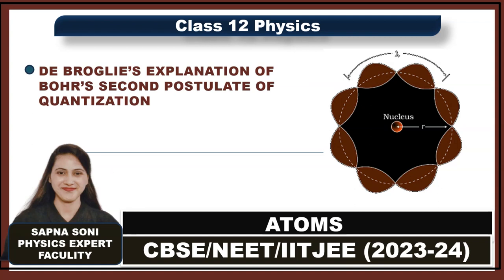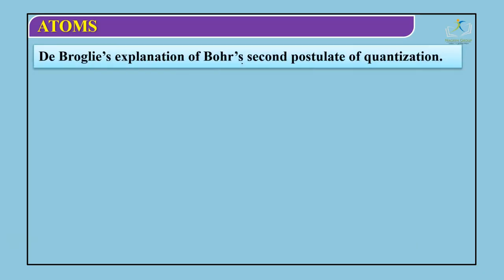After a very long time, de Broglie gave an equation which states that matter acts as a wave, much like light and radiation, which also behave as both wave and particle. Because of that, he gave a famous equation, also known as the de Broglie equation. So let's study what that is. De Broglie explanation of Bohr's second postulate of quantization.